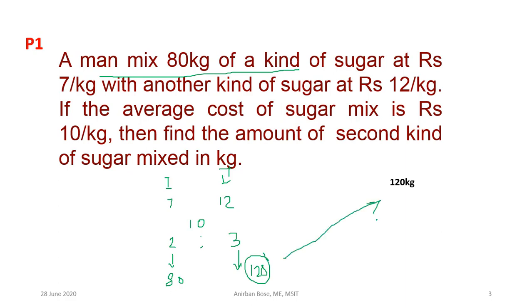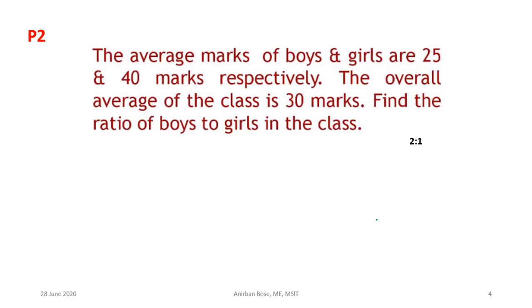Now coming to the next problem. The average marks of boys and girls are 25 and 40 respectively. The overall average of the class is 30. Find the ratio of boys and girls. So here the two types are boys and girls. What is the average marks of the boys? That is 25. What is the average marks of the girls? That is 40 marks.